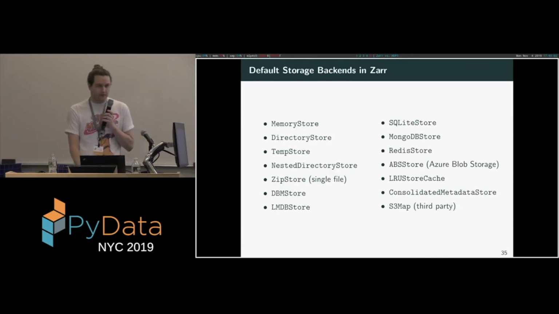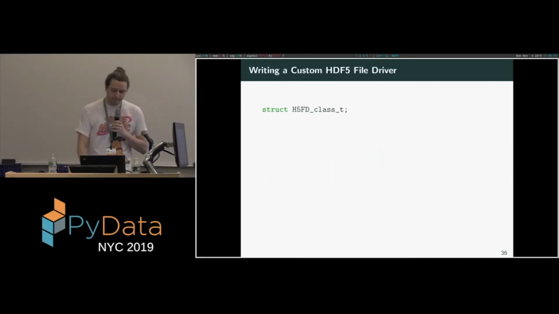As a default, if you're going to use Zarr, I recommend looking at the LMDB store. LMDB is a key value store. It's really efficient, but I think there's some licensing concerns to maybe look at. And then otherwise, the zip store is a really good way to store a single file on disk. It stores it in a zip file where each file is the block.